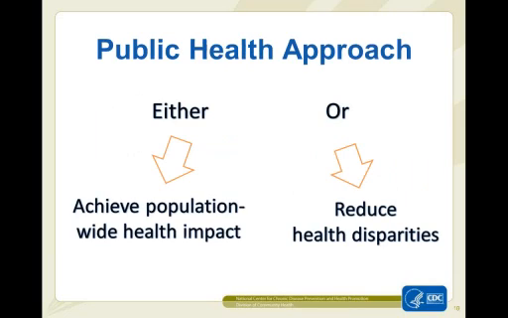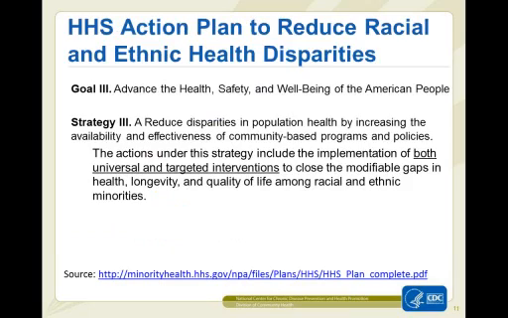However, oftentimes in public health, there is an approach to either achieve population-wide impact or to reduce disparities. And in taking either of these approaches, there are two separate goals. However, through the HHS Action Plan to Reduce Racial and Ethnic Health Disparities, one goal is to advance the health, safety, and well-being of the American people. And some of the actions required to accomplish this goal are implementing both universal and targeted interventions.